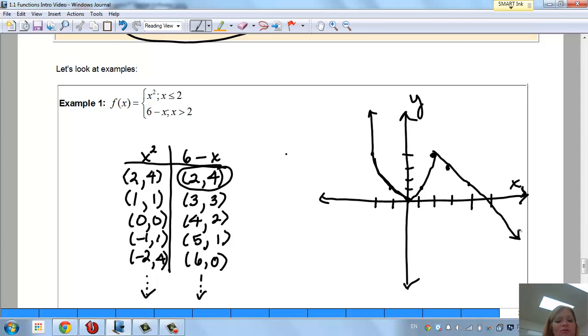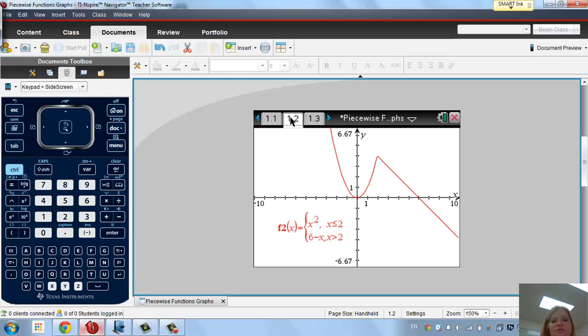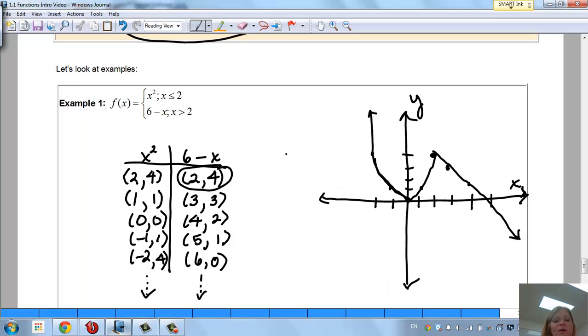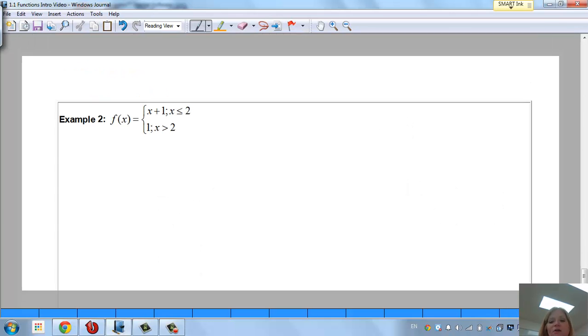Now if I go to my graphing calculator, because I actually graphed this, see how it works? It looks just like that. And right here at the point 2, 4, it's only in the top piece, but because 2, 4 is here, it looks like it's continuous. You don't pick up your pencil at all, and it shows you all the points if you look at the graph. All right? Let's try another one.